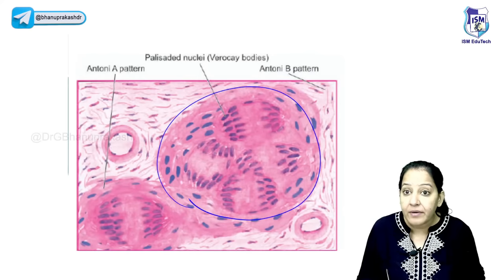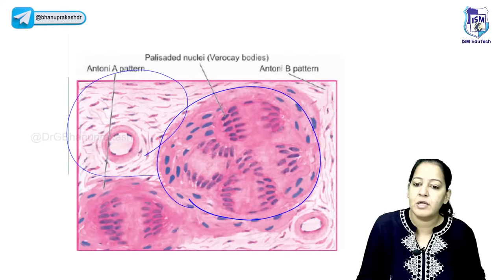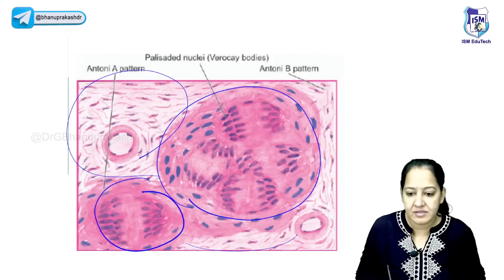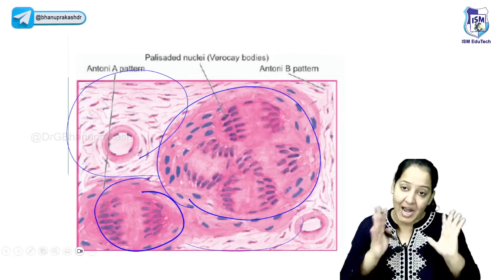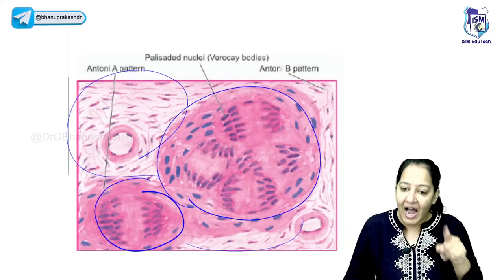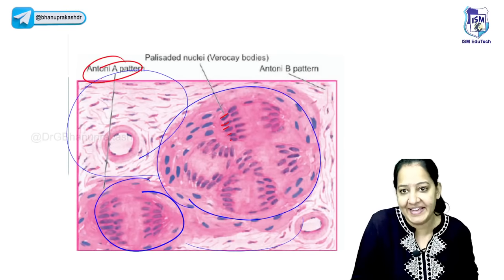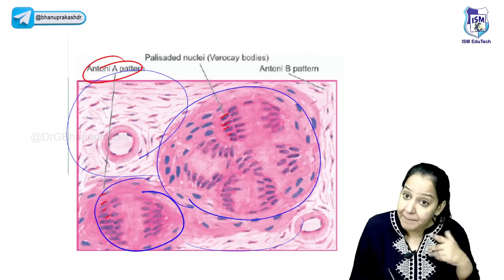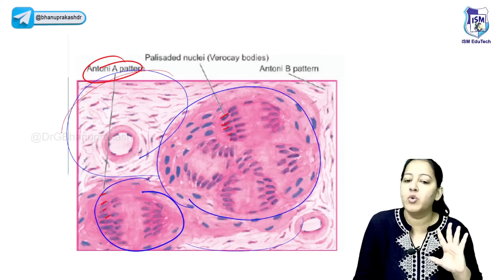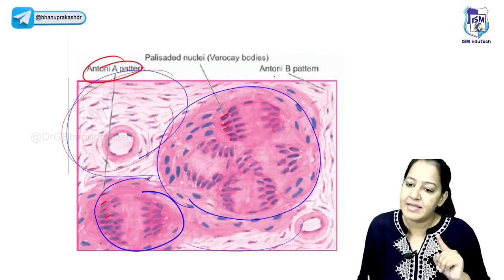It is hypercellular. Can you see? This is hypocellular. This is again hypercellular. So we can see alternate hyper, hypo, hyper, hypo. The hypercellular area, which contains multiple cells, is known as Antoni A. Antoni A is an area which is hypercellular. And where hypocellular, loose cells are there, hardly any cell, it is Antoni B.